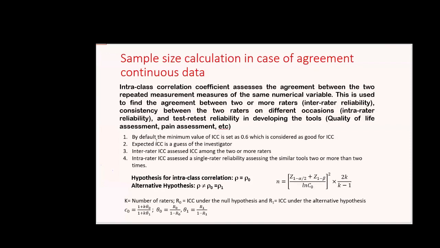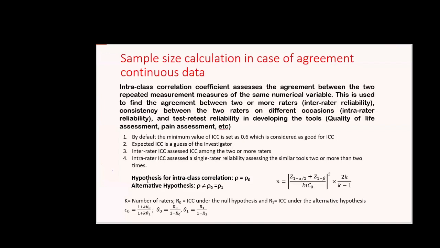There are different values of the intra-class correlation, but a minimum value of 0.6 is considered good. So we have to guess our expected ICC value. Inter-rater ICC assesses agreement among two or more raters. Inter-rater ICC assesses single-rater reliability, assessing a similar tool. These are some examples I am giving.